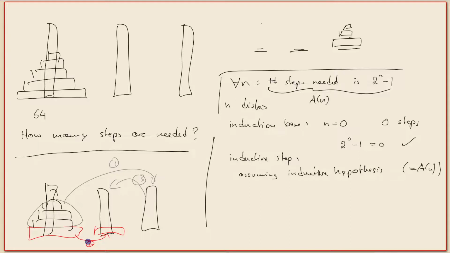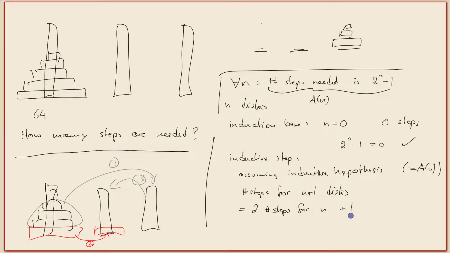How many steps do I need for that? The red one is a single step, easy. The other 2 are the inductive thing with just n, one smaller. So if we start with n plus 1 disks, then the number of steps for n plus 1 disks is 2 times the number of steps for n plus 1.